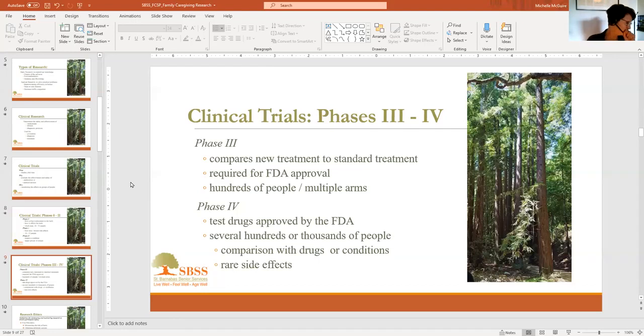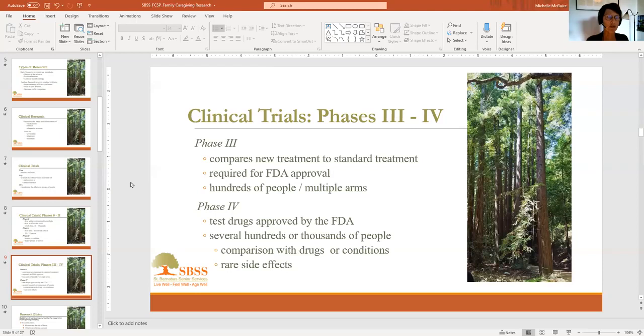Phase 3 compares your new treatment to the standard treatment if there is one. And for FDA approval, you must pass through phase 3. Phase 3 usually employs hundreds of people with multiple arms or multiple groups in the study.